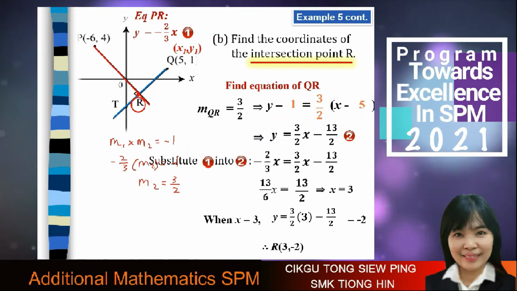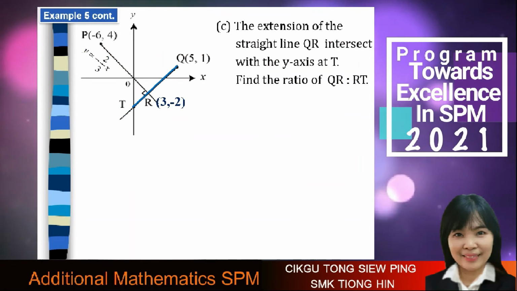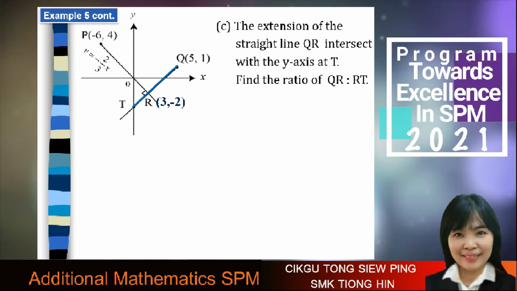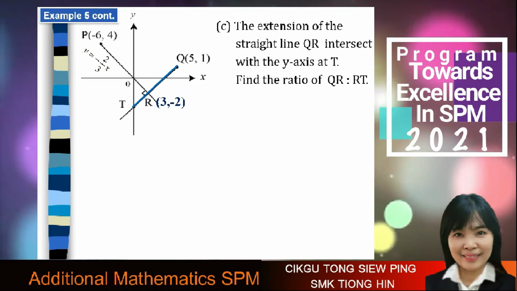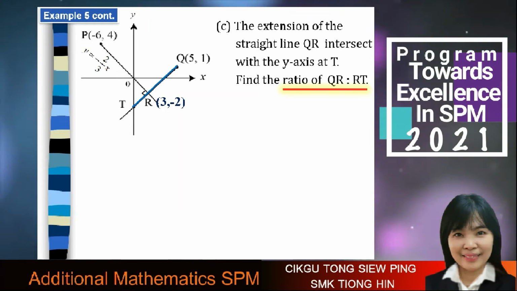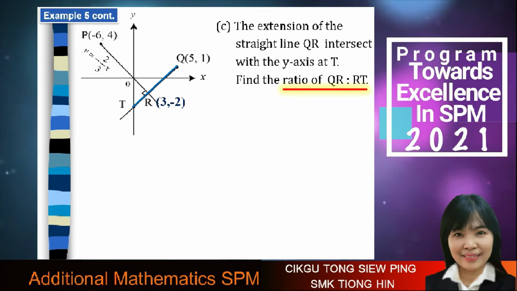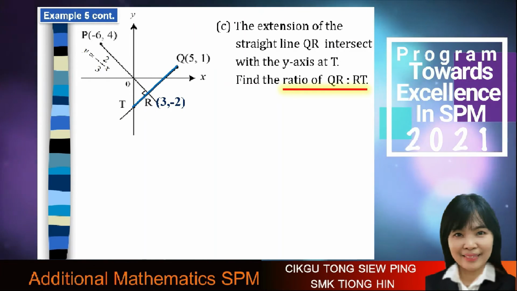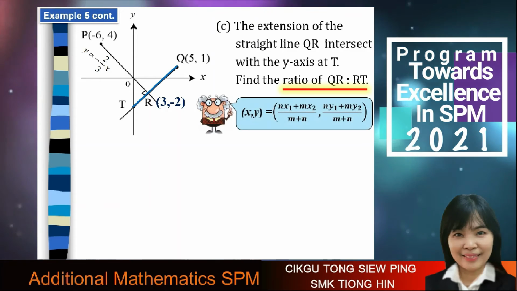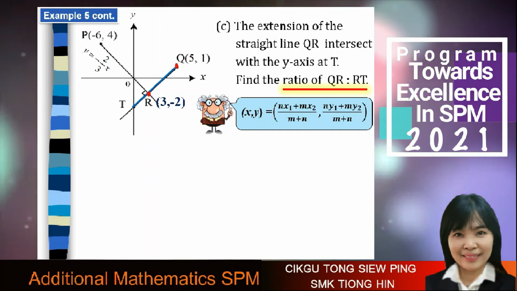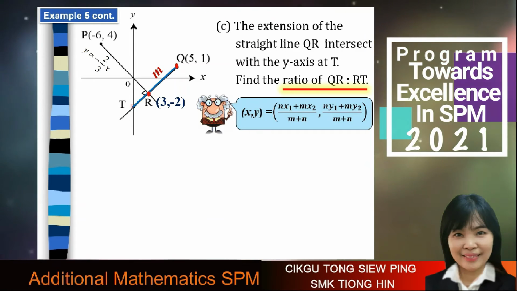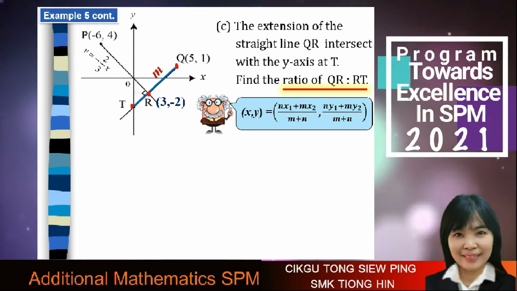Now we solve for part C. The extension of the straight line QR intersects with the y-axis at T. Find the ratio of QR to RT. So here comes in this formula again. We let QR be m, RT be n.